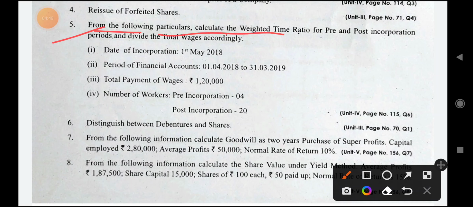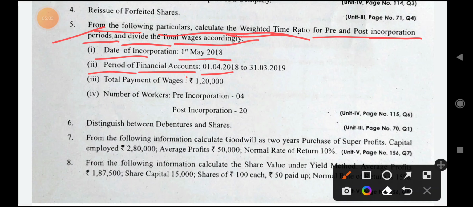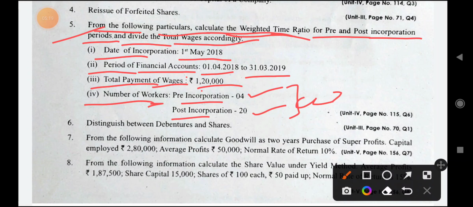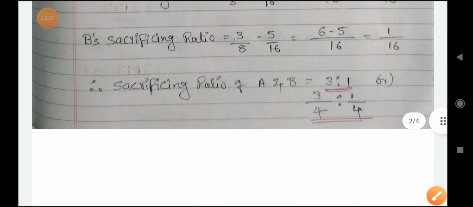From the following particulars, calculate weighted time ratio for pre and post incorporation period and divide the total wages accordingly. Date of incorporation 1st May 2018. Period of financial accounts begins on 1st April and ends on 31st March 2019. Total wages rupees 1,80,000. Number of workers pre-incorporation 4, post-incorporation 20. Time ratio into weight gives the weighted time ratio. So let us do that one.